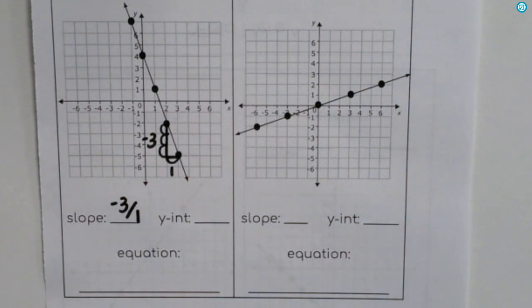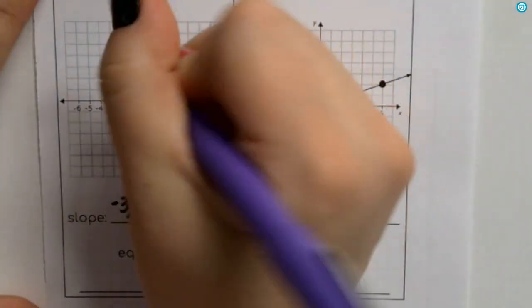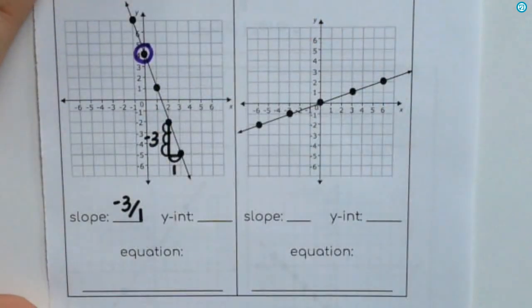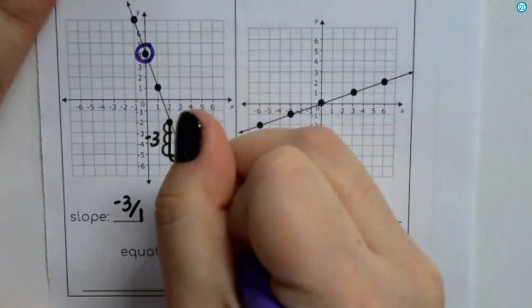Okay, then we need to look at our y-intercept. Our y-intercept is where we cross our y-axis. So that is right here. So our y-intercept in this one is +4.